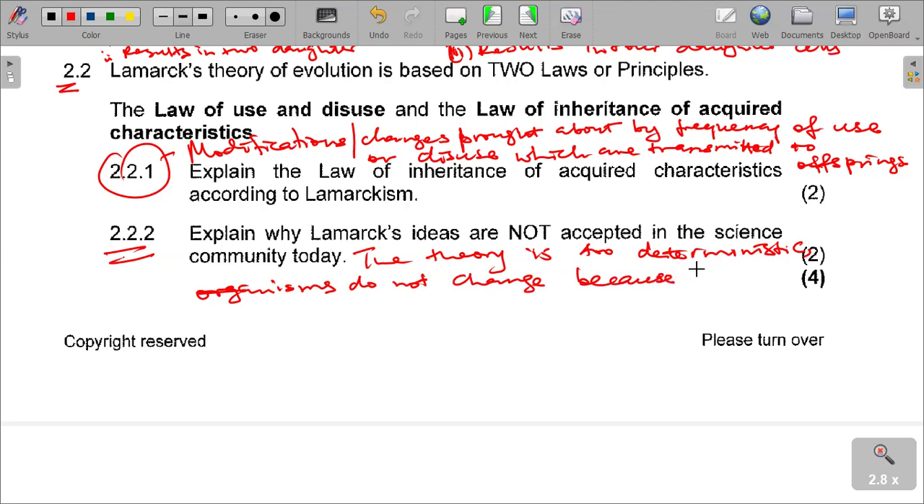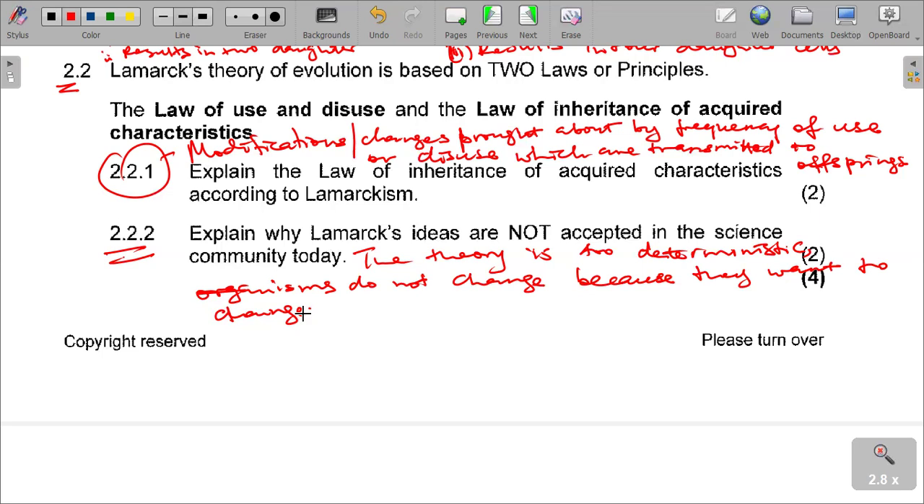Organisms do not change because they want to change. That is one thing that is happening in this regard. But Lamarck said that organisms are changing because they want to change. So that is one of the shortfalls of Lamarck's theory.